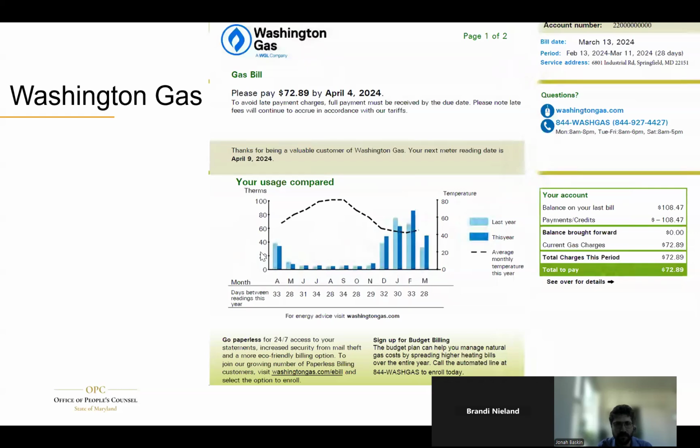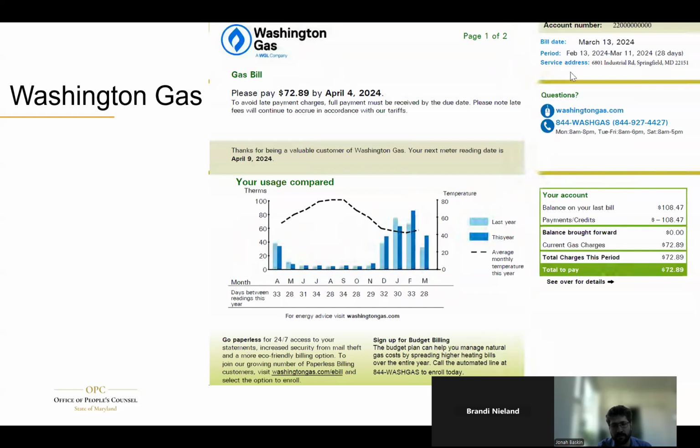This usage chart, it's going to tell you how many days in the period compared to last year, and then the average temperature. Again, this is the first place I would look if you're curious about your usage and if you're thinking that the bill might be incorrect. It's going to, let's see, the account number.